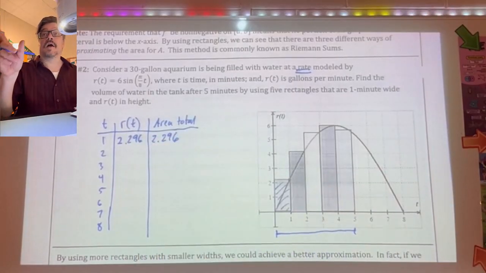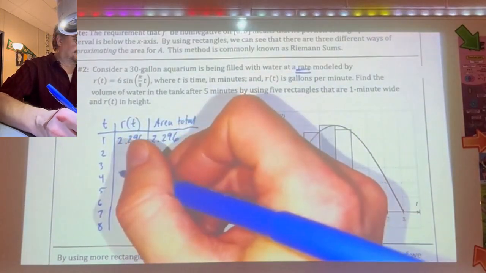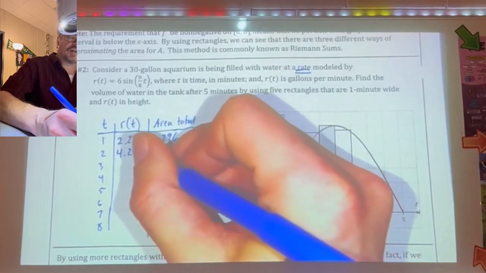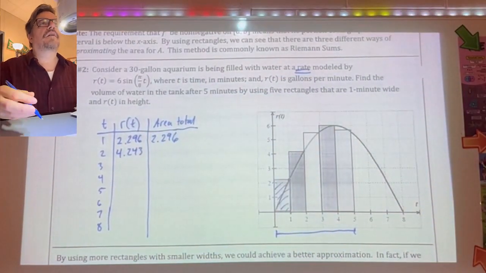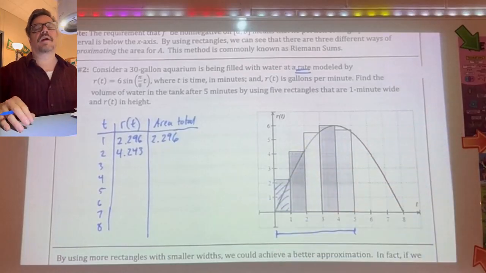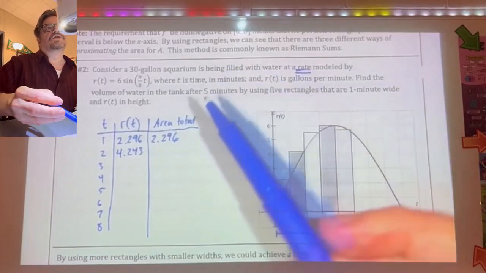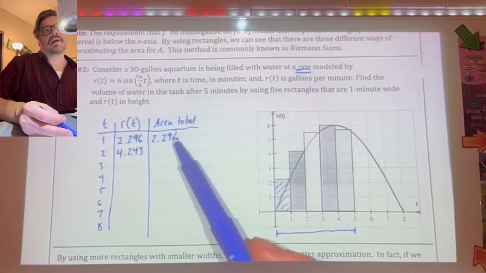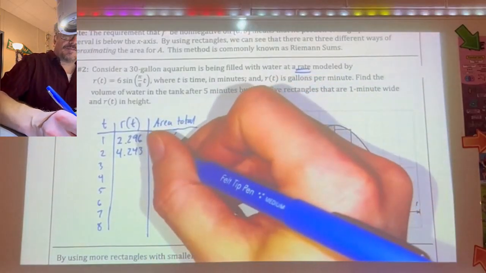Okay, now how about 2? How tall is this guy? Well, I don't want you to plug it in because of time, but if I plug it in, I get 4.243. Okay, so that's the decimal. How about the area total? Do you guys recognize that I grab the first rectangle and I add the second, right? So 6 point something something.